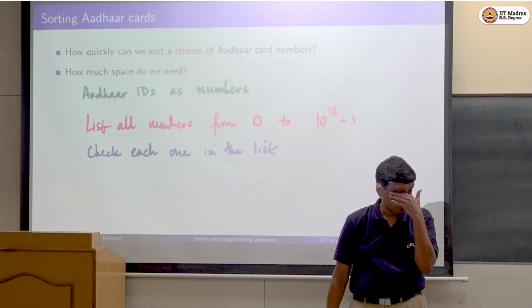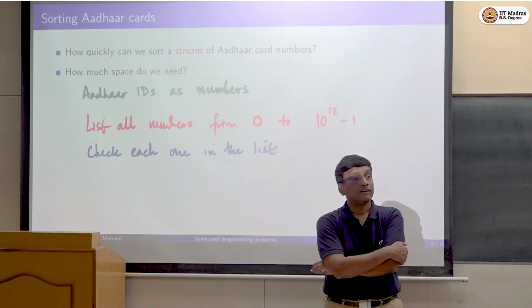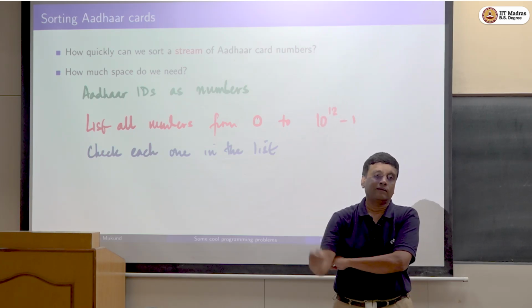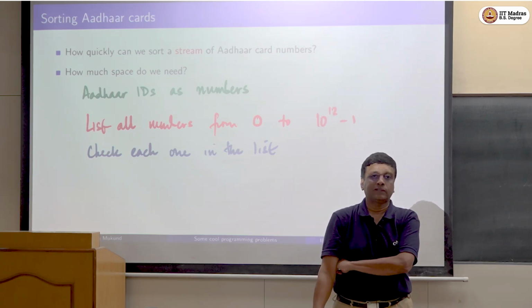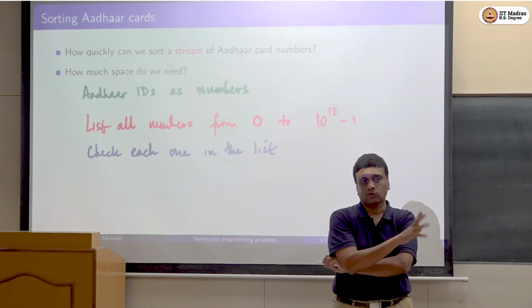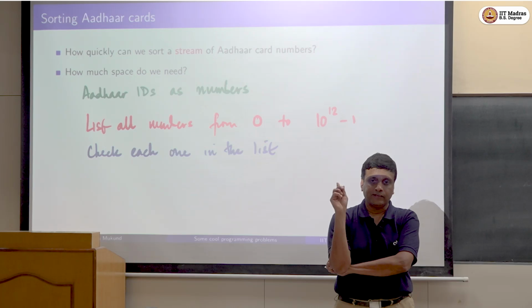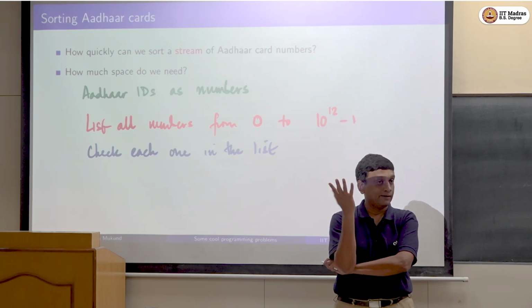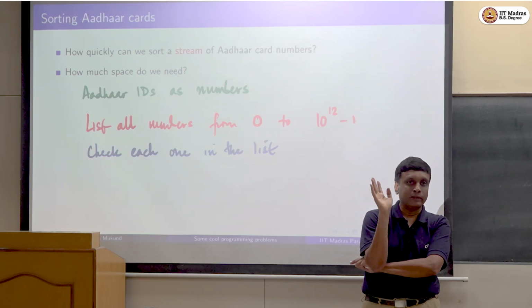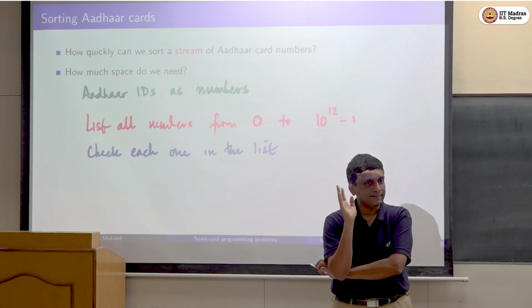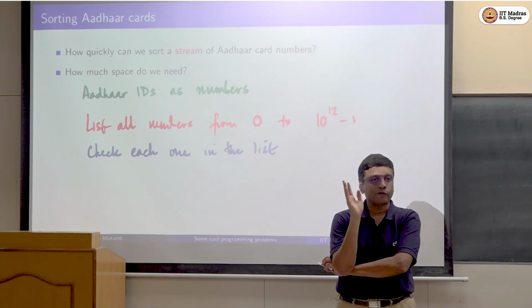So what does that mean? That means that in some sense you keep all the possible Aadhaar numbers, and when you read a number, say 1 2 3 4 5 6, you go to that number and you tick it off. Remember the other property of Aadhaar numbers: there are no duplicates, only one ideally. No two people are going to have the same Aadhaar number.